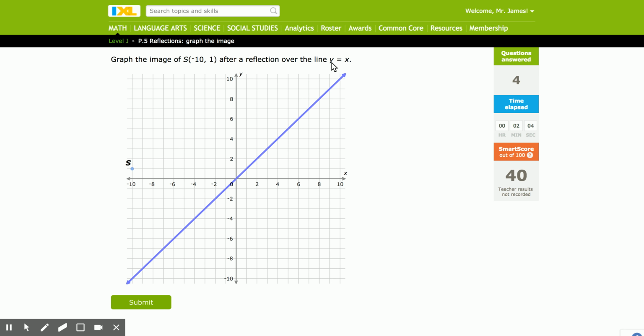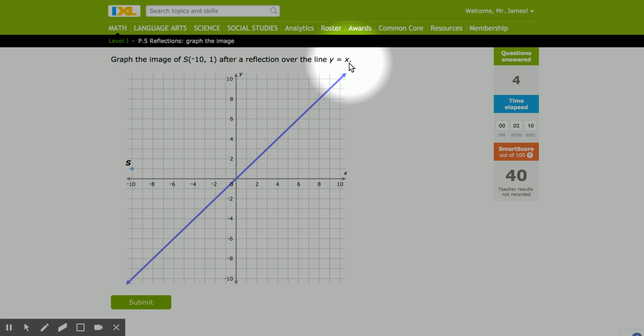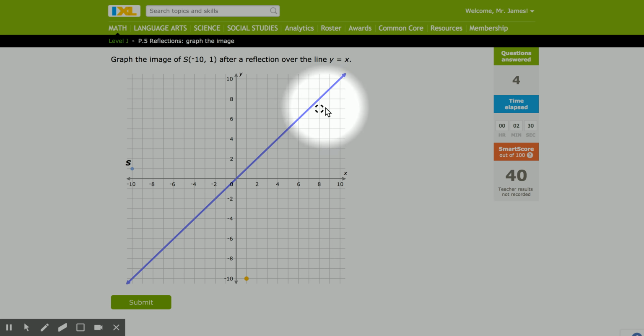Now we're looking at not a vertical or horizontal line, but a line of the type y equals x. So what this means is if we want to look at this equation literally, y is x, that means when I plot my new point, whatever y was will now be x. That means whatever x was will now be y. So instead of -10, +1, we're going to have the point +1, -10. And you can see if I folded this paper across this diagonal line, these 2 points would overlap exactly.